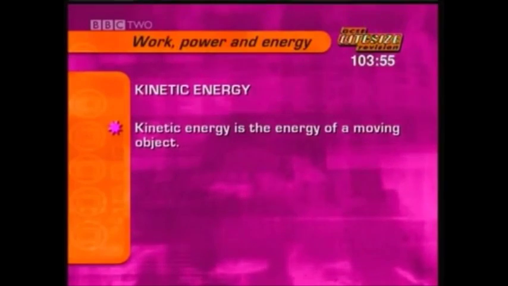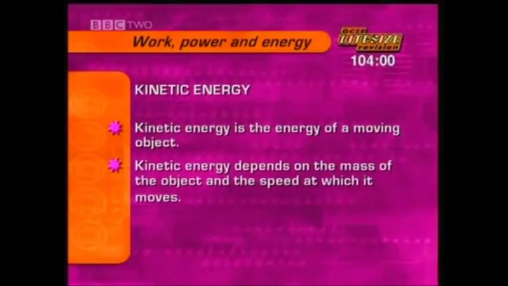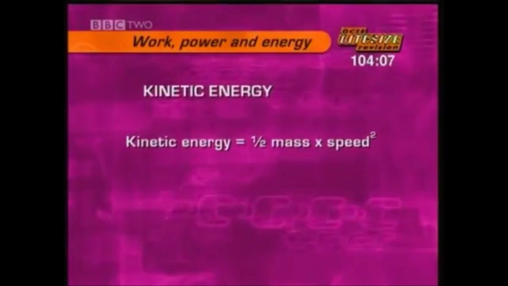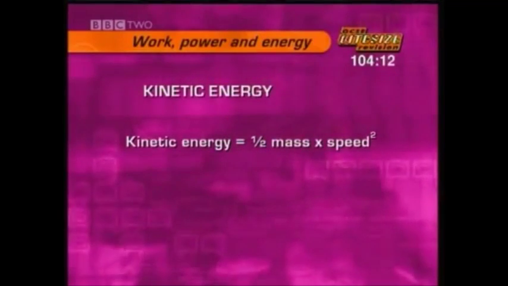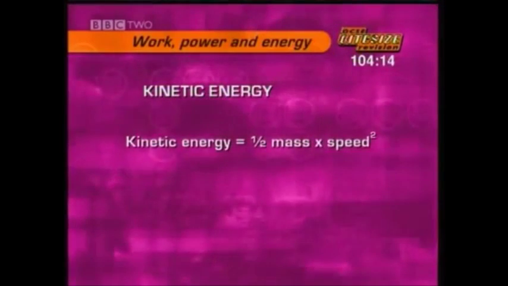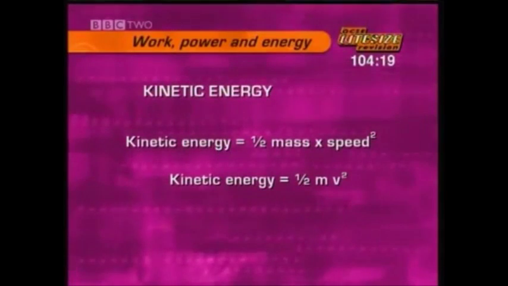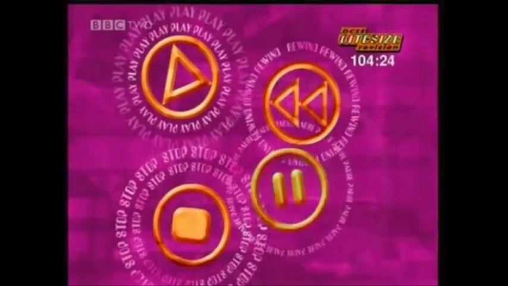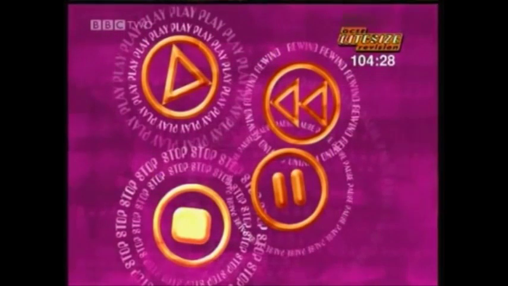Kinetic energy is the energy of a moving object. Kinetic energy depends on the mass of the object and the speed at which it moves. The formula for working this out is kinetic energy equals half the mass times the speed squared. That's a half mv squared. That's the end of the higher tier section on work, power and energy.